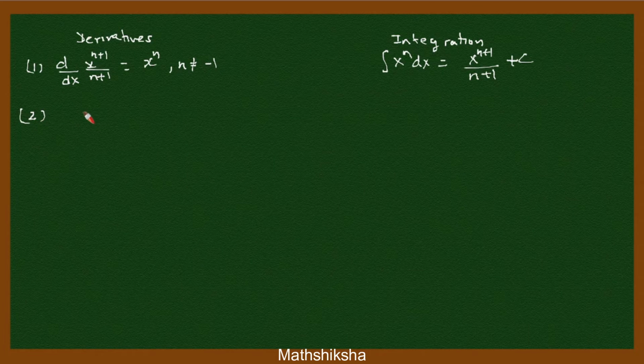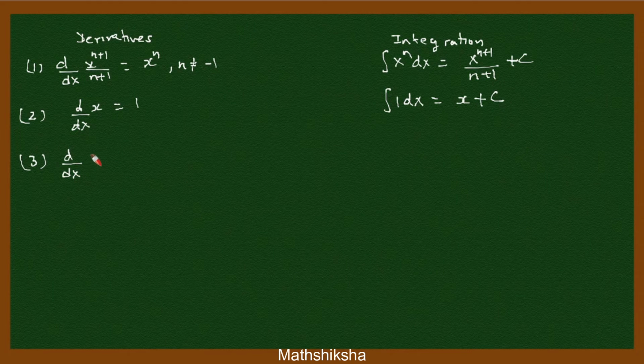नंबर 2, d by dx इसी का पार्ट है, d by dx of x is 1. So 1 dx, or simply you can avoid writing 1. 1 is derivative of what function? x. And not only of x, it is derivative of x plus c. So integral of 1 with respect to x is x plus c, क्योंकि 1 x का डेरिवेटिव है, केवल x का नहीं, x plus any constant.